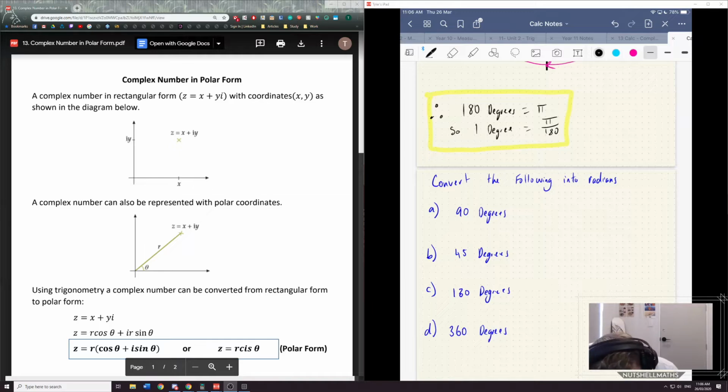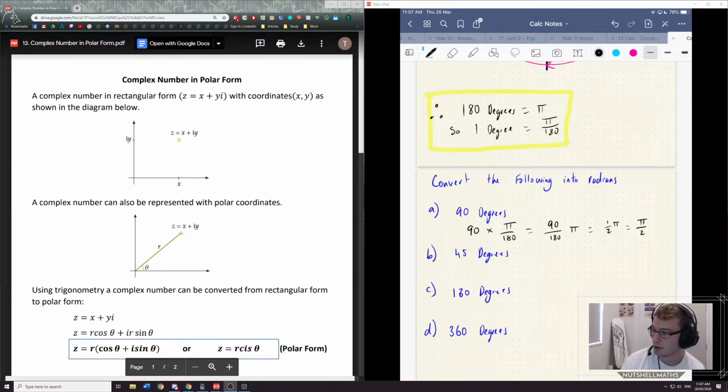So let's do the first one. 90 degrees, we times it by pi by 180. Now you could literally type this into your calculator and you'll get some gross decimal. But you could also think about it like this. 90 over 180 times pi. 90 over 180 is a half, so this equals a half pi, which we often write as pi by 2. Do we agree? Mr. Maraji, do we agree?